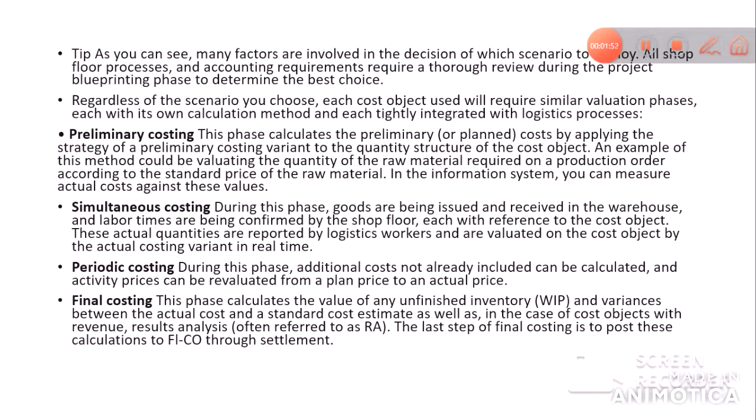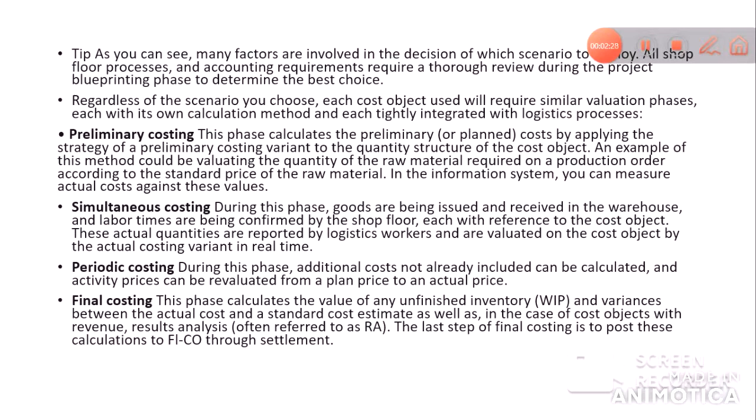And in simultaneous costing, we will issue the goods and receive from the warehouse, and labor times are being confirmed by the shop floor, each with reference to the cost object. These actual quantities are reported by logistic workers and are evaluated on the cost object by the actual costing variant in real time. So in periodic costing, additional cost not already included can be calculated and activity prices can be reevaluated from a planned price to an actual price.